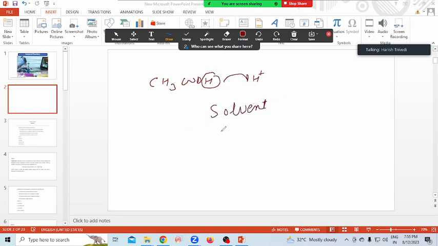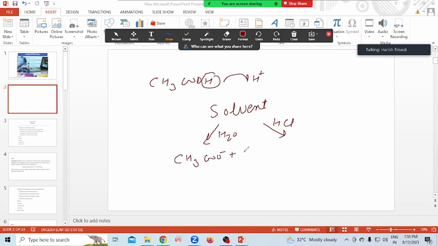Okay, which solvent are you using? Suppose you are using water, or suppose you are using HCl. These are the two different solvents, water and HCl. In water, acetic acid will dissociate slightly.